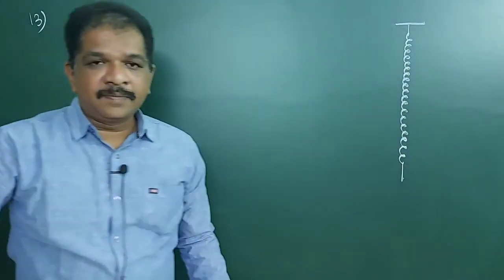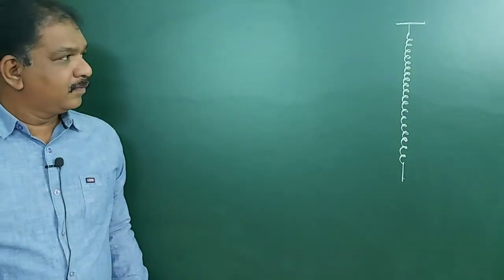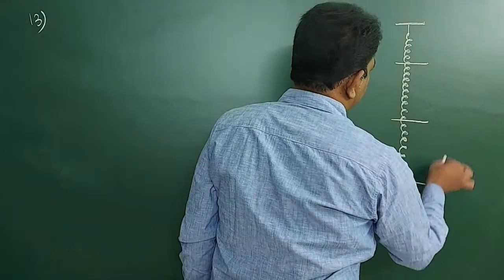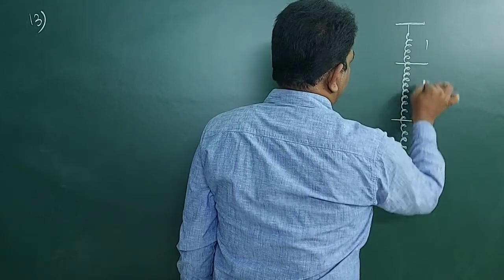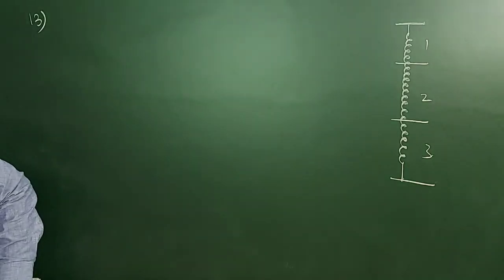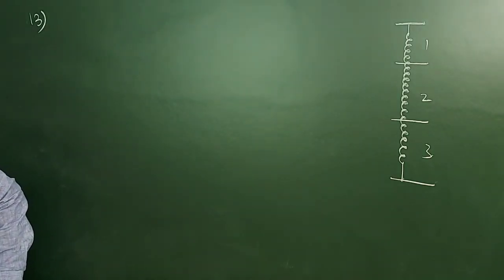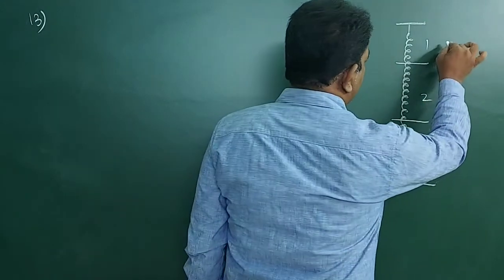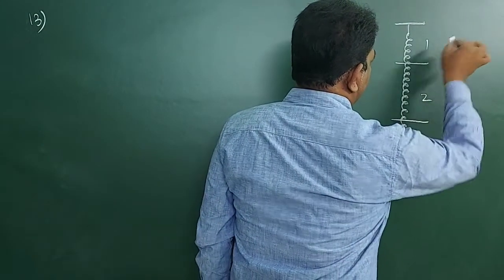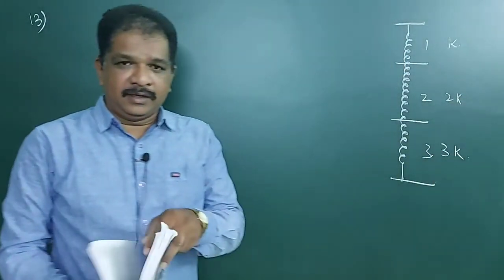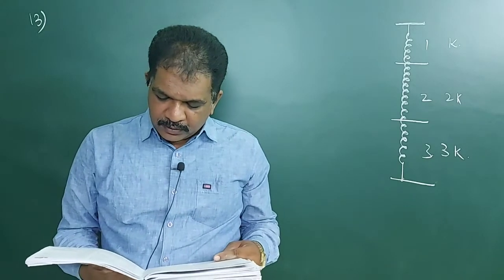Its entire spring constant is K. It is divided like this, with length ratio 1:2:3. Then their spring constants ratio will be, if it is K, this will be 2K, it will be 3K.